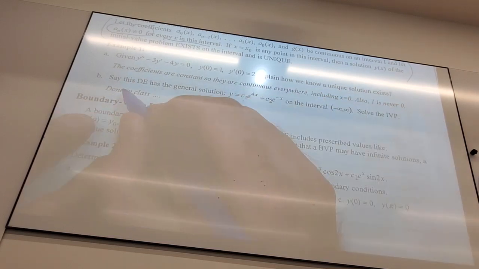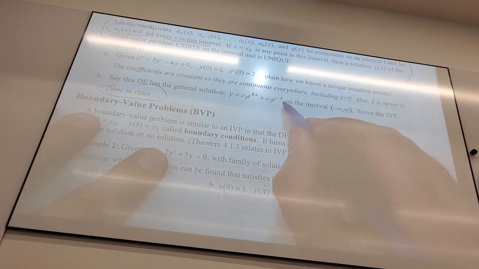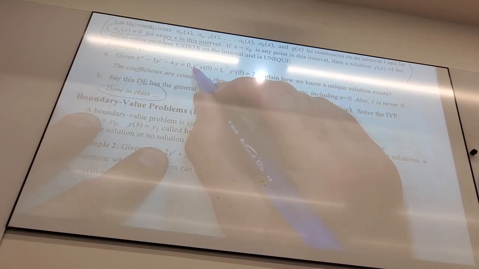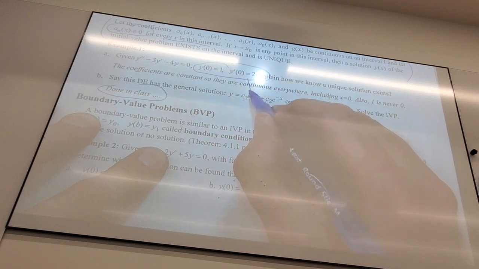So there's a very easy one. This is awesome when all the coefficients are constants. I say done in class, but if I gave you these conditions and told you this is the solution.